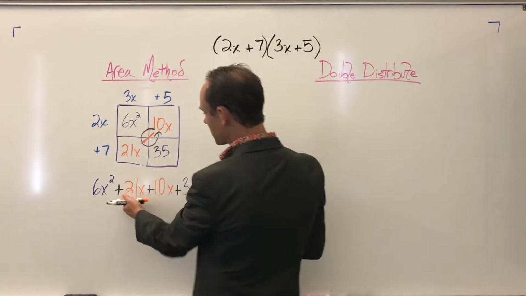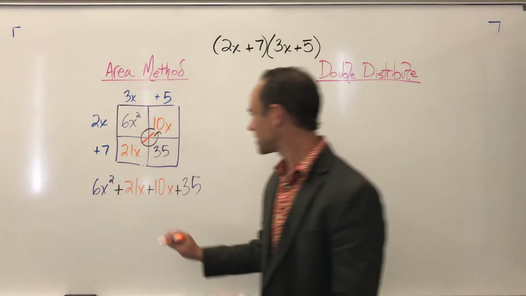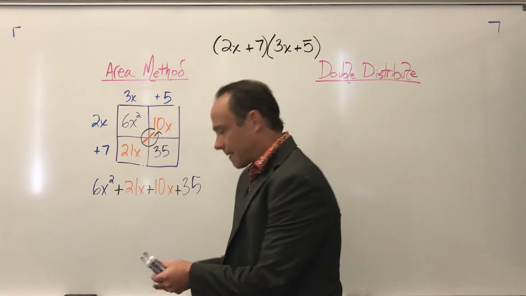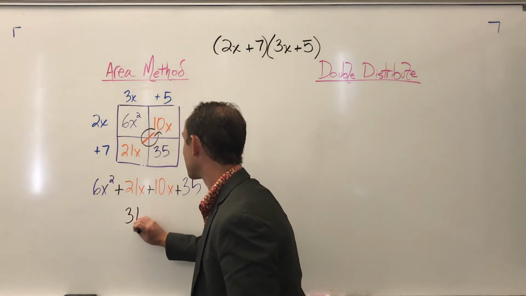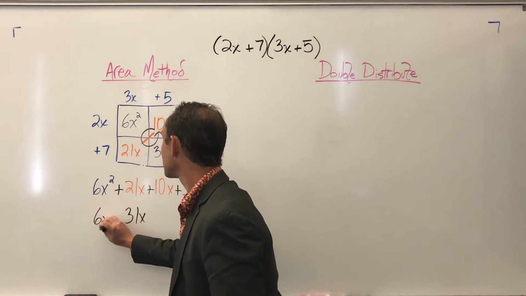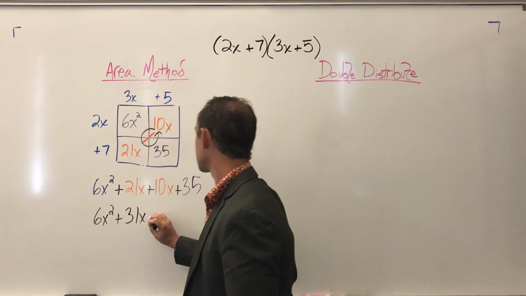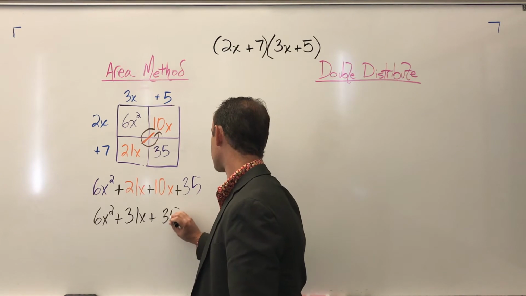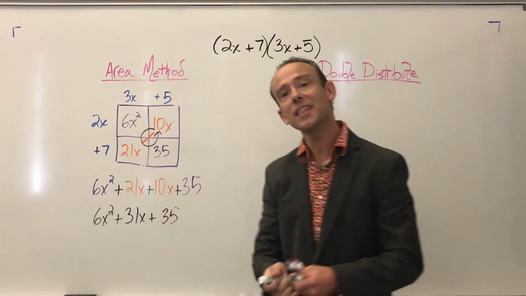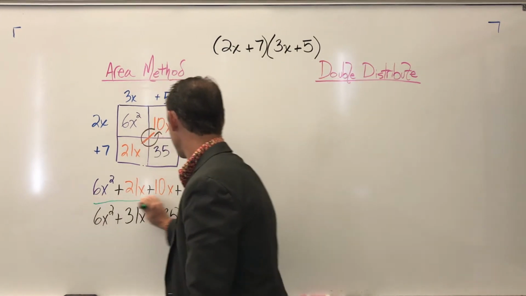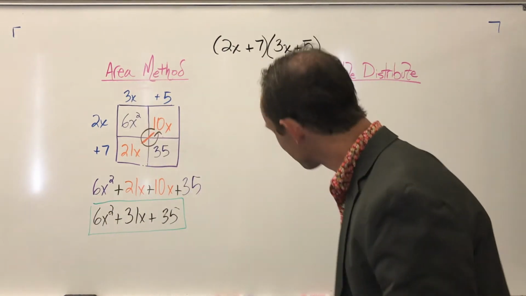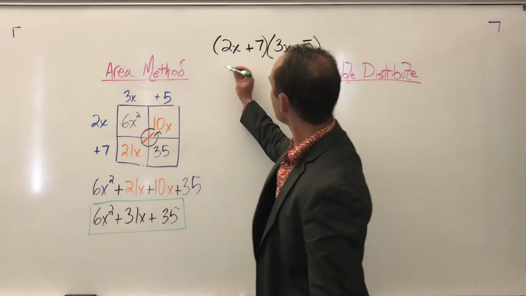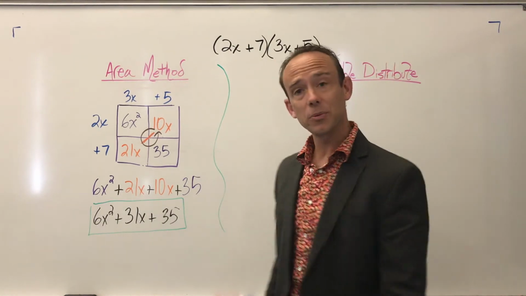So we don't want to write 21x plus 10x because we know that that's 31x. So let's just rewrite this just like so. And voila! You're all done. That's very beautiful, right? That is the area method for multiplying binomials.